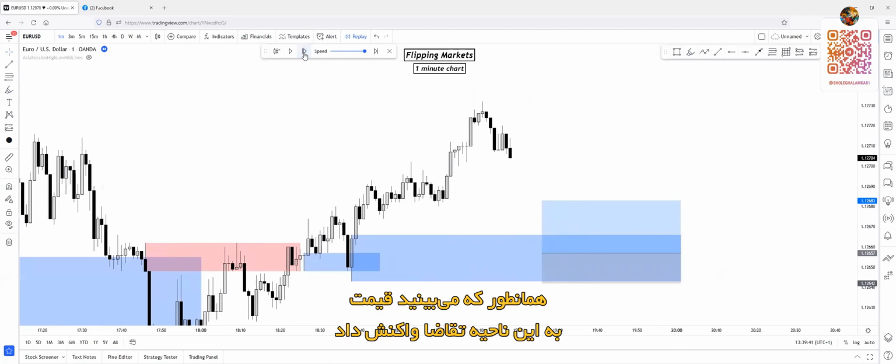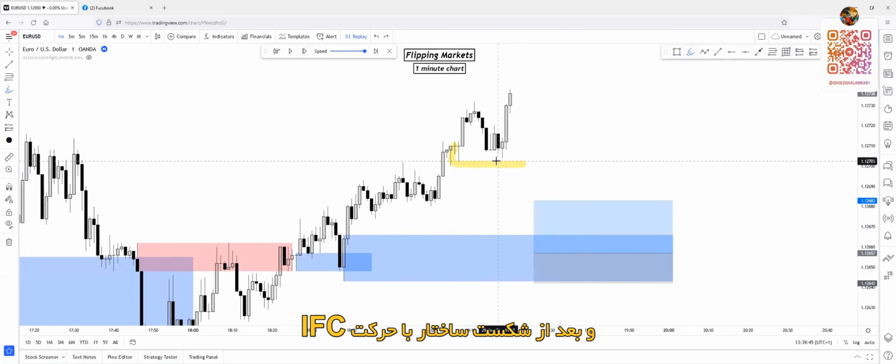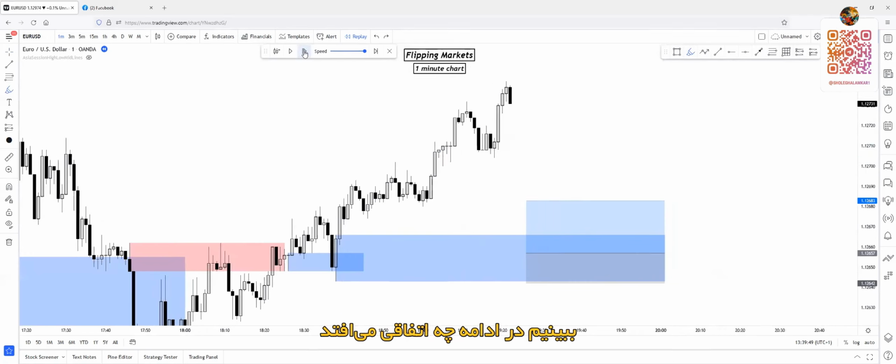Okay, as you can see, price reacted on this demand zone right here. And after it broke structure to the upside here again with inefficient push. Let's see what happens next.